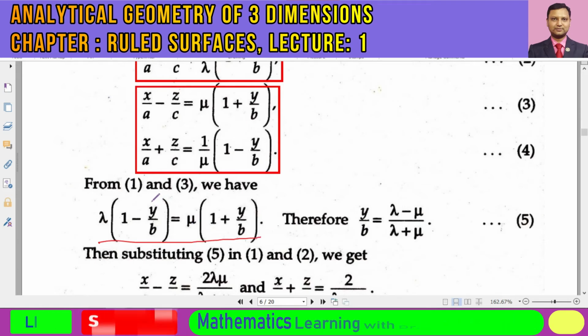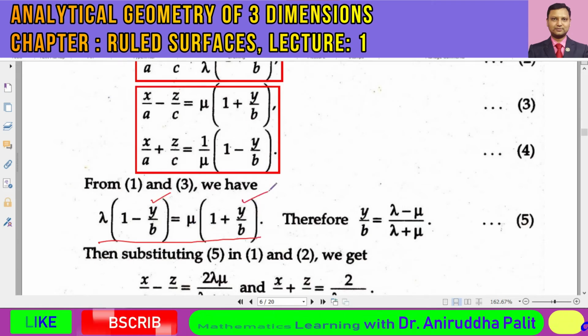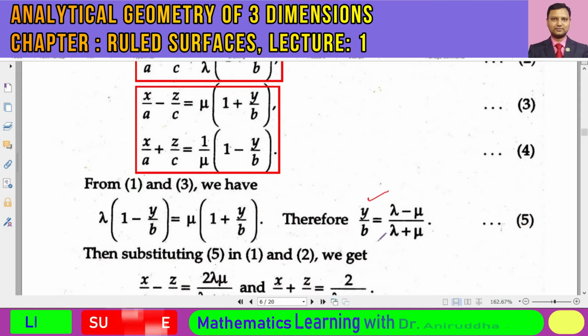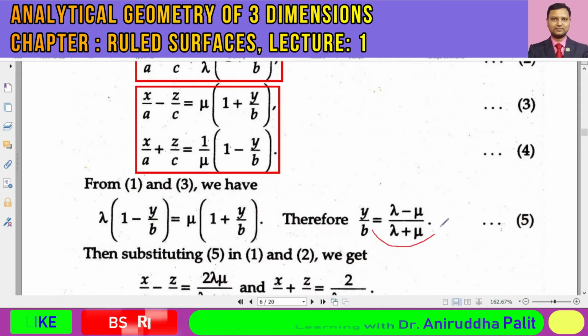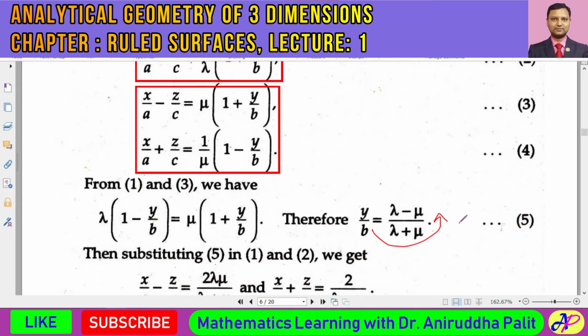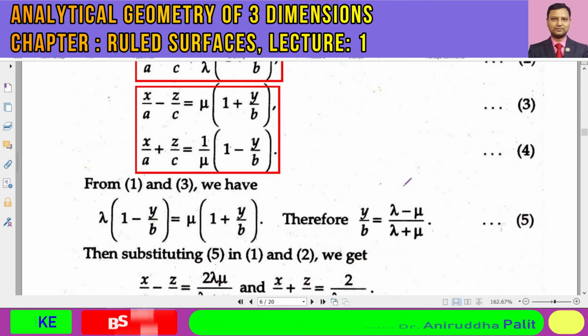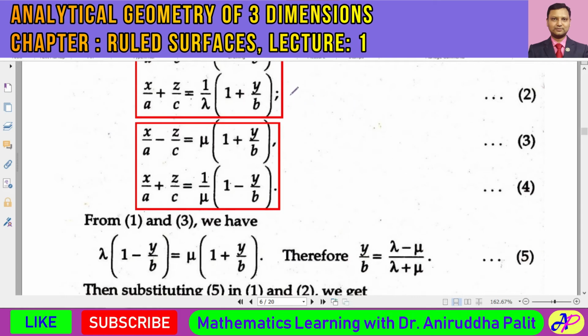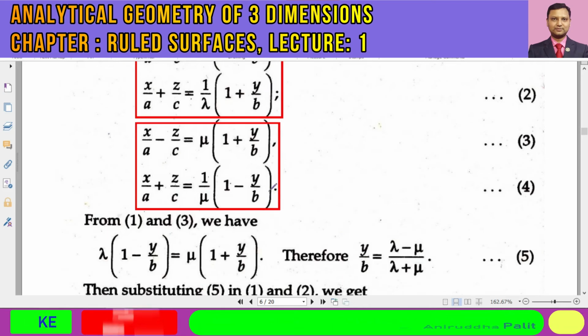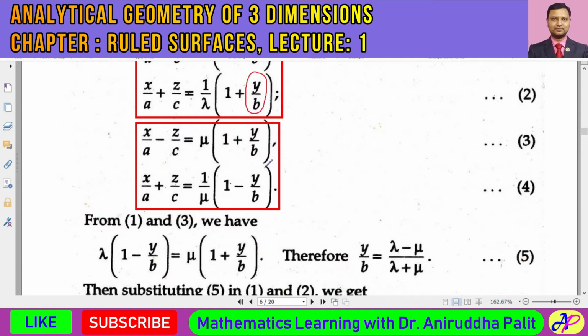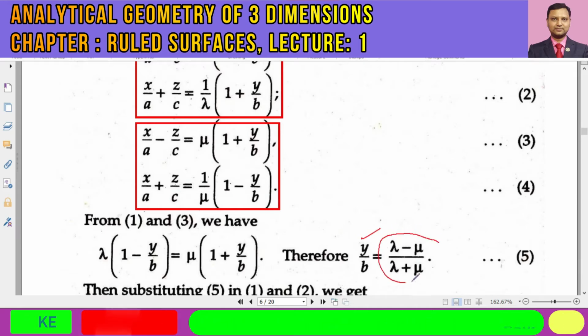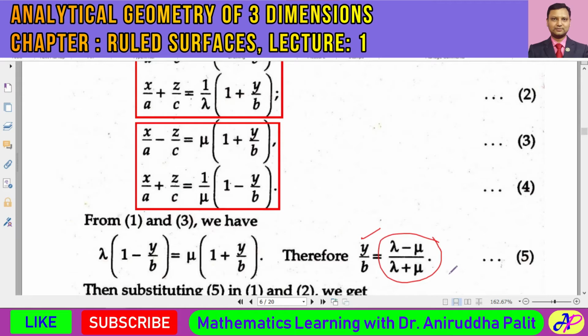Now you see the only variable term is y. So we can make the mathematical manipulation and ultimately find the value of y. If we shift this b to the right hand side, we will get this expression of y. Now again, consider equation number 2 and equation number 4: we have the expression of y by b in both, so we can put y by b equal to lambda minus mu divided by lambda plus mu.